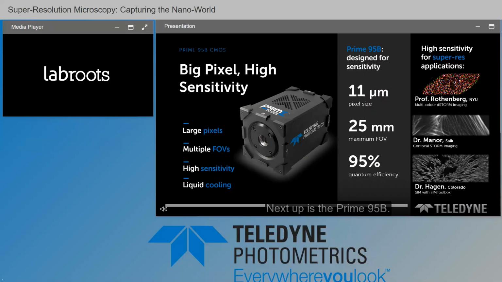Next up is the Prime 95B. The Prime 95B has a really big pixel. The Kinetix has a 6.5 micron pixel. The Prime 95B is 11 micron. So this is really good for high magnification imaging. It also goes up to a maximum field of view of 25 mm and has a similar high quantum efficiency as well as liquid cooling.